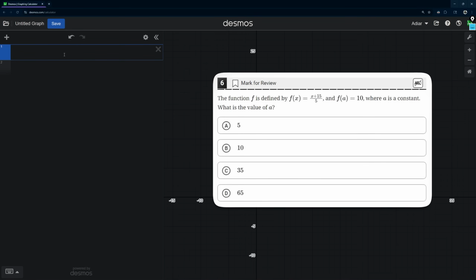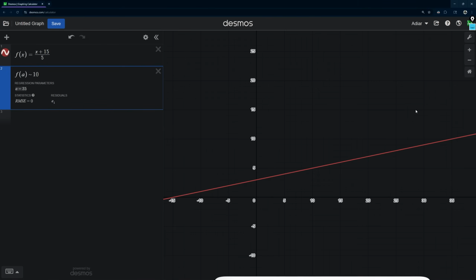The function f is defined by f of x equals (x plus 15) divided by 5. And we know that f of a is 10. So what is the value of a? Well, it's 35. And it's simple as that.